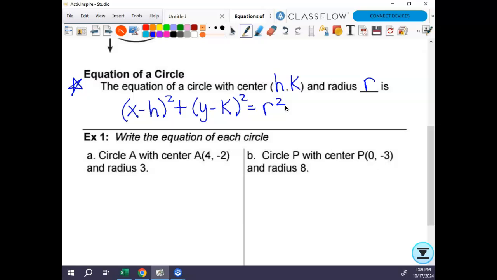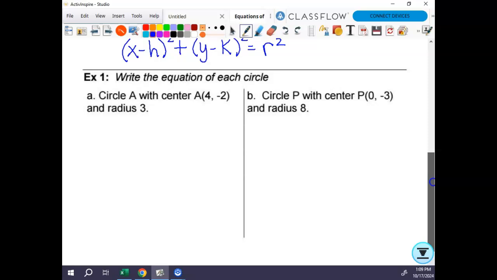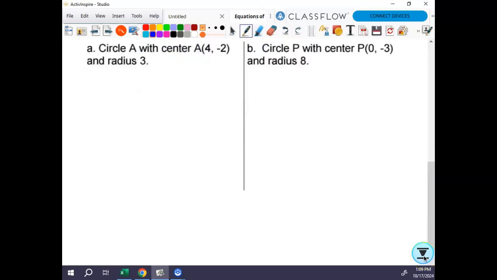All right, so we're going to rewrite this equation a ton today because I truly believe that the more you write things, the more they get stuck in your brain instead of just looking at something. So we have circle A with the center at (4, -2) and the radius of 3. So we're going to write down our standard form again. We're not going to be lazy. (X minus h) squared plus (y minus k) squared equals r squared.